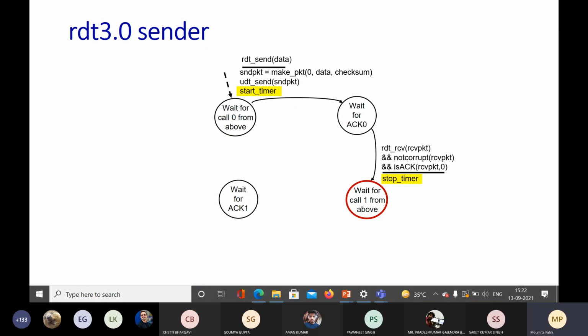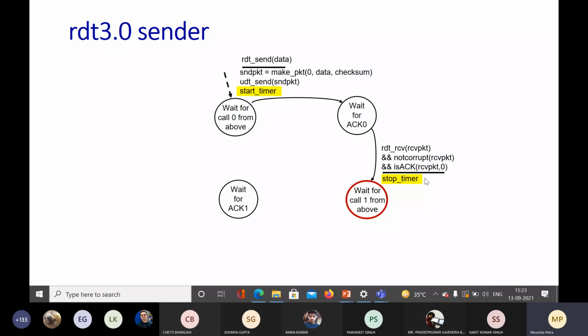So now we are looking at all the positive actions that can happen. So we are at this state, wait for acknowledgement 0. Now it receives a packet. It is not a corrupted packet, and the acknowledgement has the correct sequence number. When all these three conditions are met, then the timer is stopped. We had started the timer after sending the packet. So the timer is stopped at the sender side.